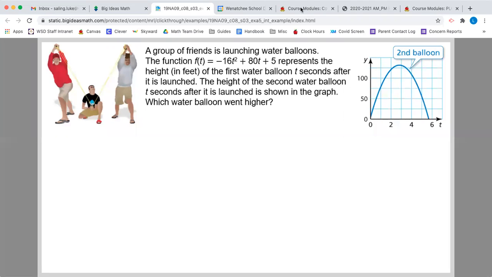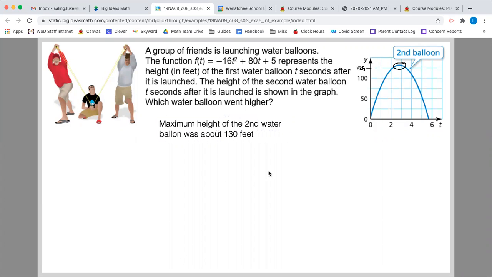But looking at the second graph, it looks like the height of this water balloon occurs right here where the vertex is. This right here is going to be 125 because each box is 25 units. It looks like it's probably, I'm going to say it's around 130. So we're going to say the maximum height of the second water balloon was about 130 feet.